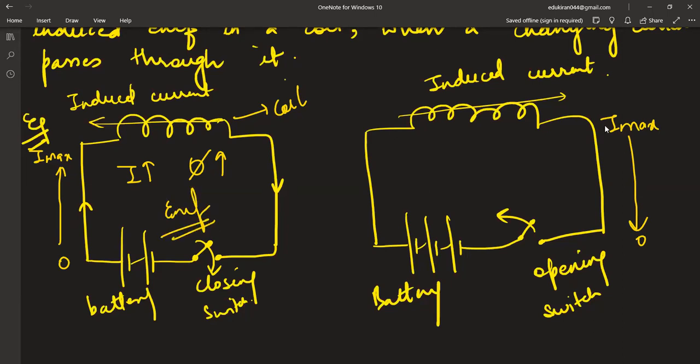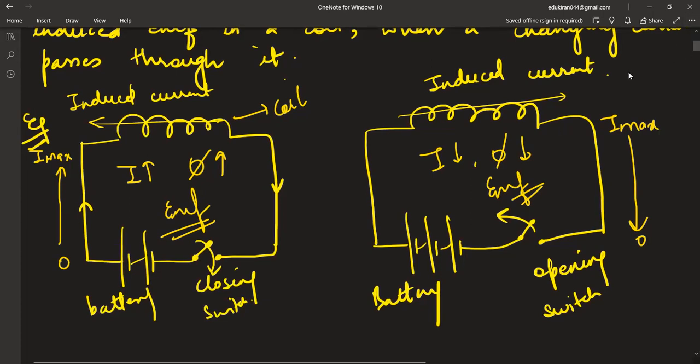Similarly, when you open the circuit, from a maximum value the current becomes back to 0. Current and flux both decrease. But can you see this is happening in the same coil? Current is increasing, flux is increasing; here flux is decreasing, current is decreasing, and EMF is also being induced. So this is happening in the same coil. That's why we call this self-induction.